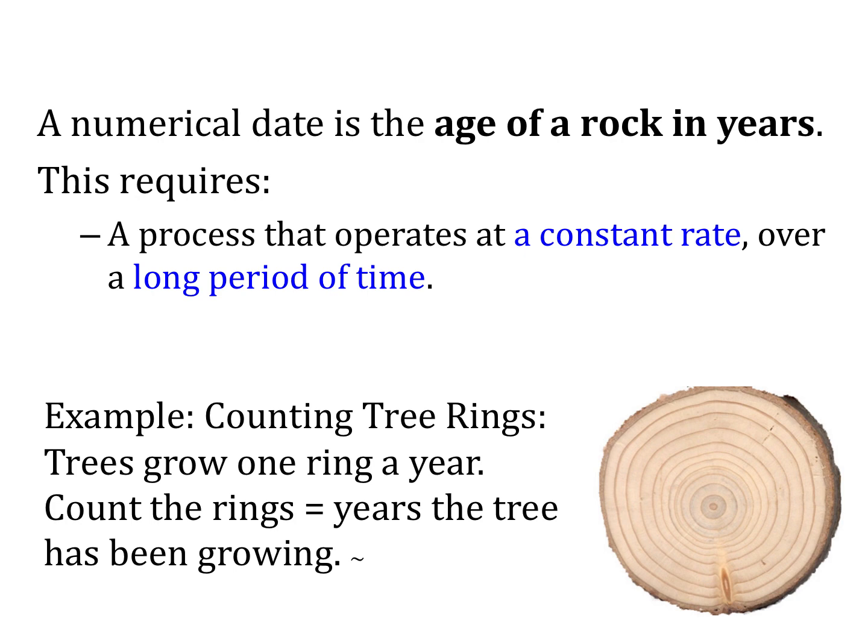So to do this, we require a process that operates in the rock at a constant rate over a long period of time. Rocks are very old. A good example, which has to do with trees rather than rocks, is counting tree rings. We know that every year a tree grows, it grows one ring. So if we count those rings later, we can count the number of years the tree was growing.